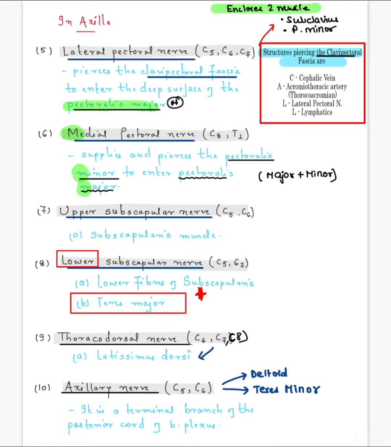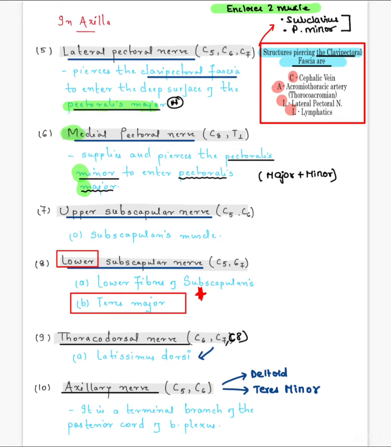Then this lateral pectoral nerve pierces the clavipectoral fascia. So let's complete it here only. What are the structures piercing the clavipectoral fascia? CALL is the mnemonic. C means cephalic vein, A means acromiothoracic artery, L means lateral pectoral nerve, L means lymphatics. And this fascia encloses two muscles. What are the two muscles which the clavipectoral fascia encloses? One is the subclavius muscle and one is the pectoralis minor muscle.